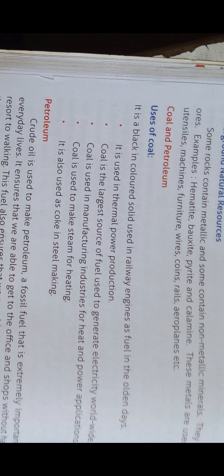Coal is used in manufacturing industries for heat and power applications. Coal is used to make steam for heating. Coal is used as a coke. It is also used as a coke in steel making. Steel uses coal and petroleum.